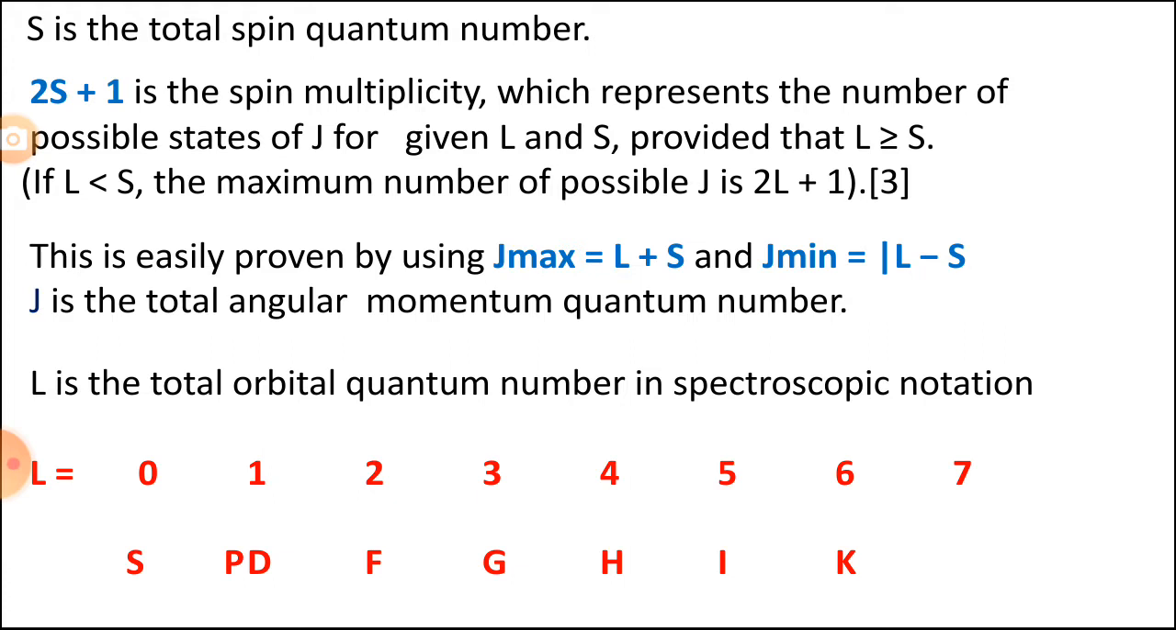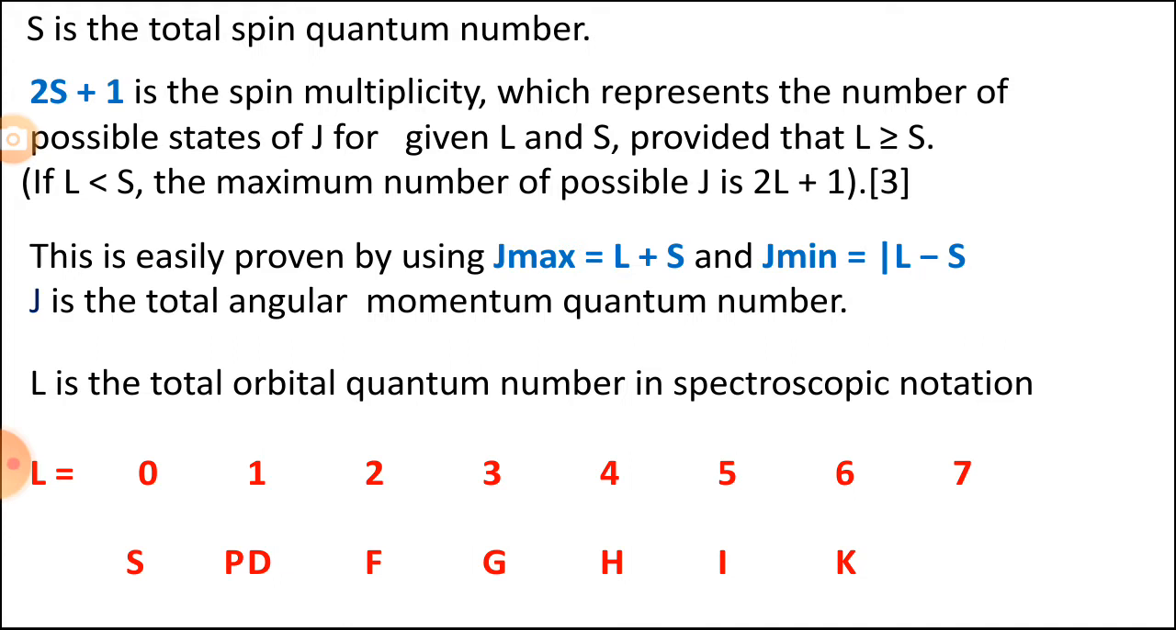L is the total orbital quantum number in spectroscopic notation, and it is denoted by S equal to 0, P equal to 1, D equal to 2, F equal to 3, G equal to 4, H equal to 5, I equal to 6, and K equal to 7. S, P, D, F, G, H. S starts from 0, P is 1, D is 2, F is 3. If the L value is 0, then it is an S orbital. If the L value is equal to 1, then it is a P orbital.